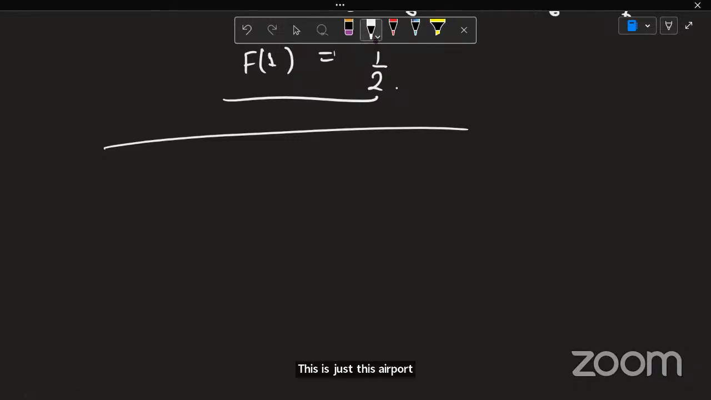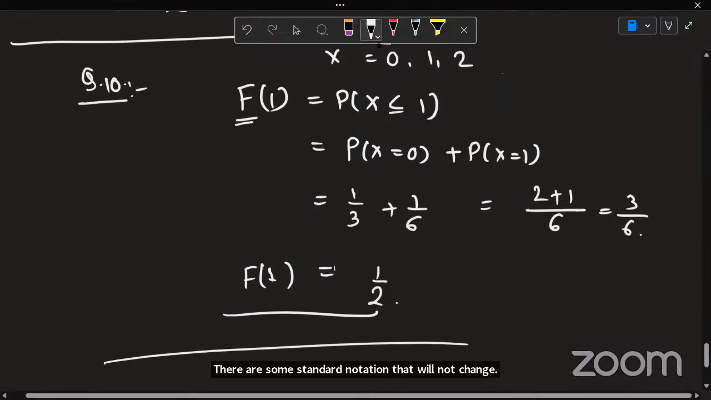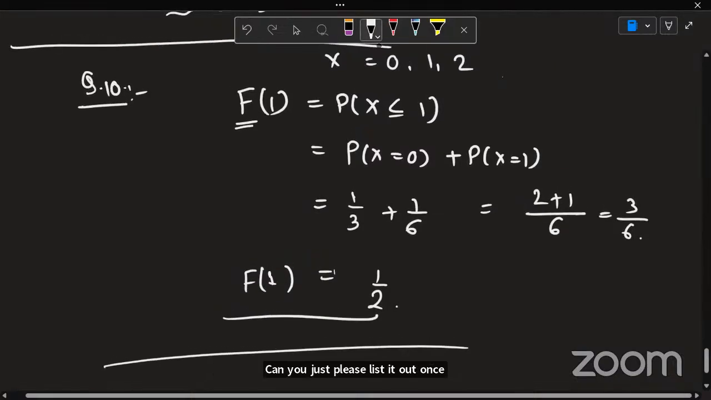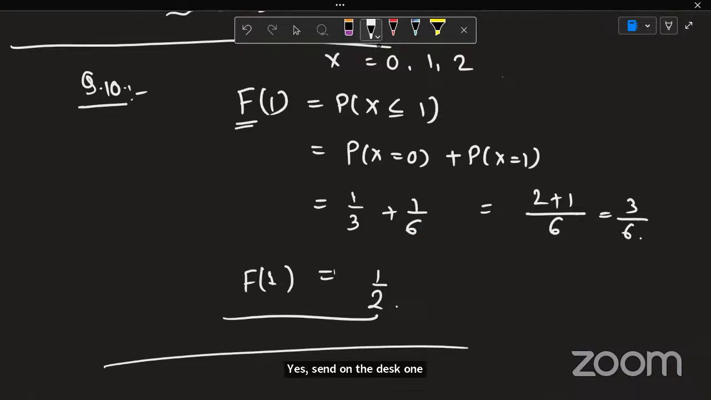Thank you, ma'am. There are some standard notations that will not change. Can you please list them out once? This is the one we discussed in the last sessions, no? You said that capital F of 1 is the CDF, but I did not read till now, so I have not made any note of it. Okay, then I suggest you please watch the previous sessions that are available on the portal and YouTube also.